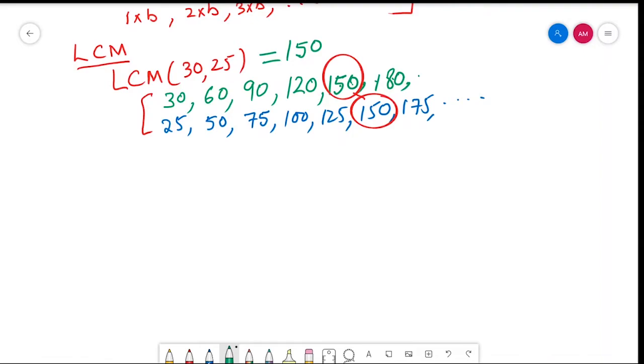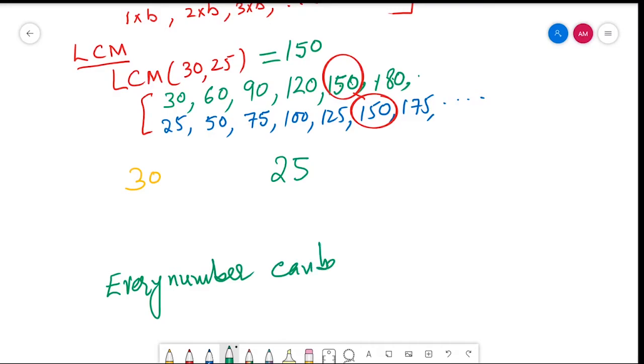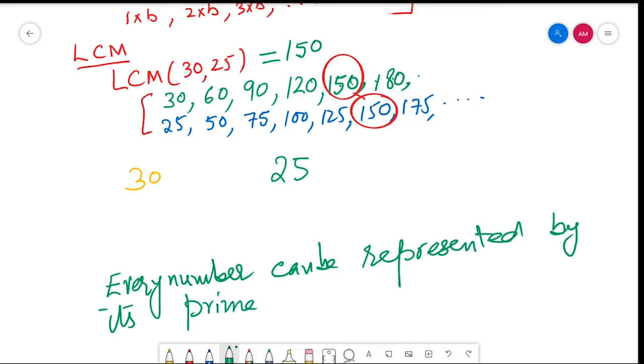Let me teach you another way of doing it. We had two numbers, one was 30 and the second was 25. And we know every number can be represented by its prime factors. Prime factors are the factors which are prime numbers and which divide these numbers completely.